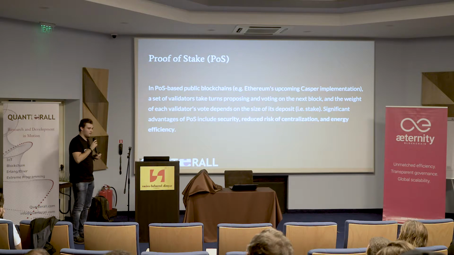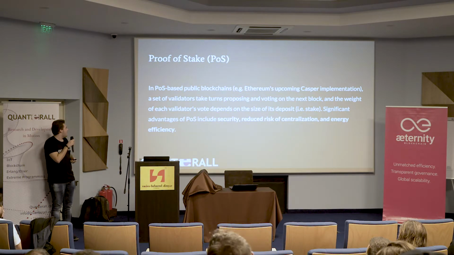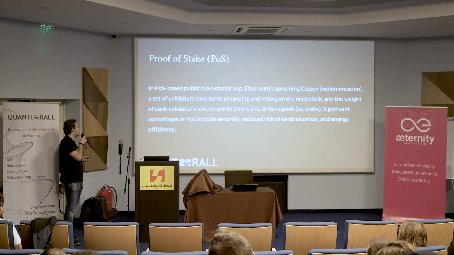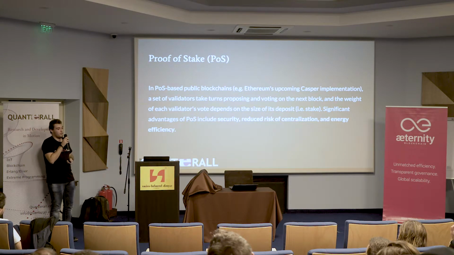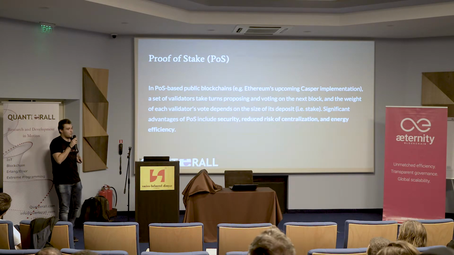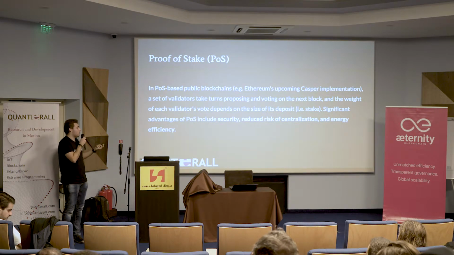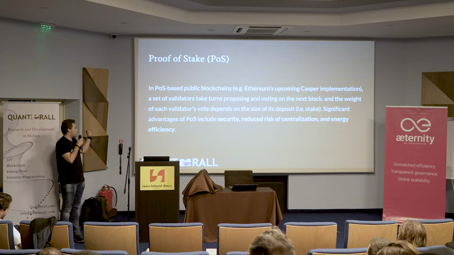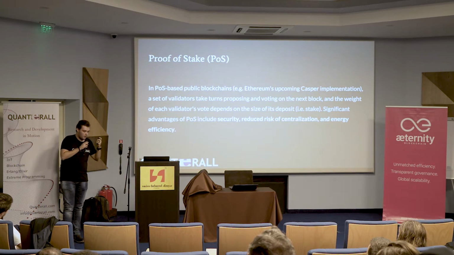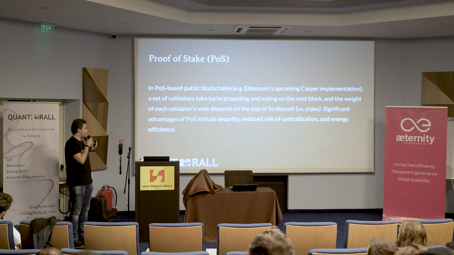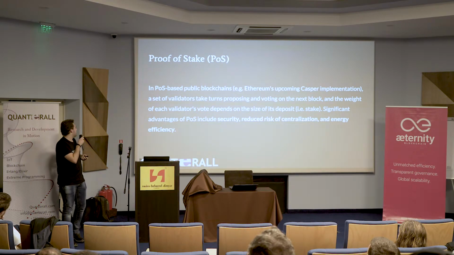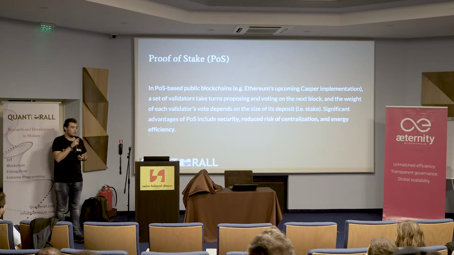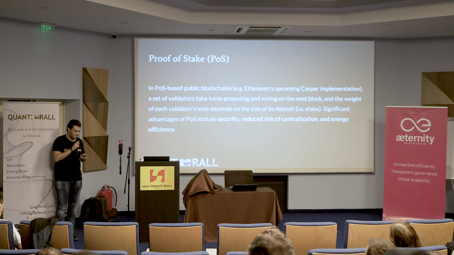Okay, let's continue with proof of stake. In proof of stake public blockchains, for example Ethereum's upcoming Casper implementation, a set of validators take turns proposing and voting on the next block, and the weight depends on your stake, the size of its deposit. In other words, the money you have. Significant advantages include security, reduced risk of centralization, and energy efficiency.